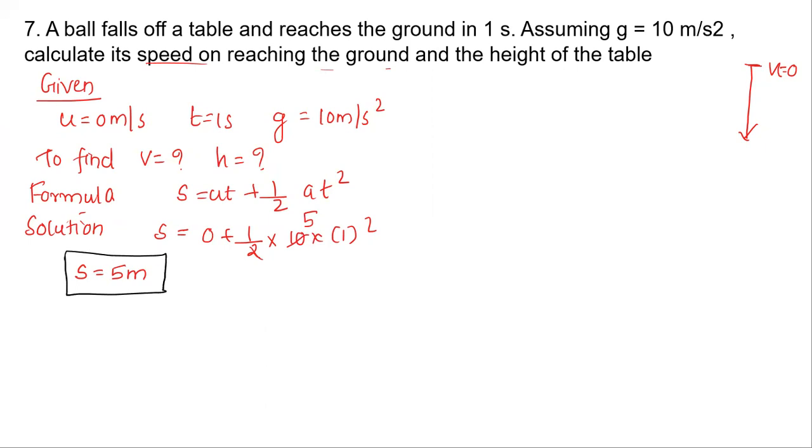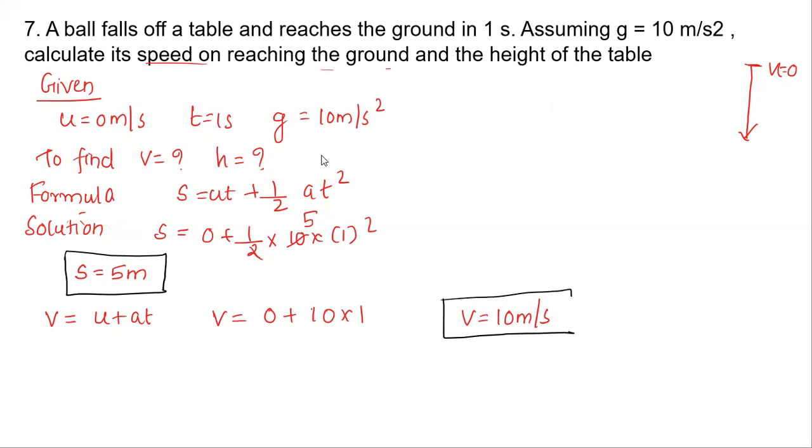Now next we want to find out the final velocity. From Newton's first equation of motion, v is equal to u plus at. We want to find out v. v is equal to u is 0 plus a is equal to g, that is equal to 10 into t is 1. So 10 into 1 is 10. So we will get v is equal to 10 meter per second. This is the velocity of the ball on reaching the ground. I hope it is clear to you.